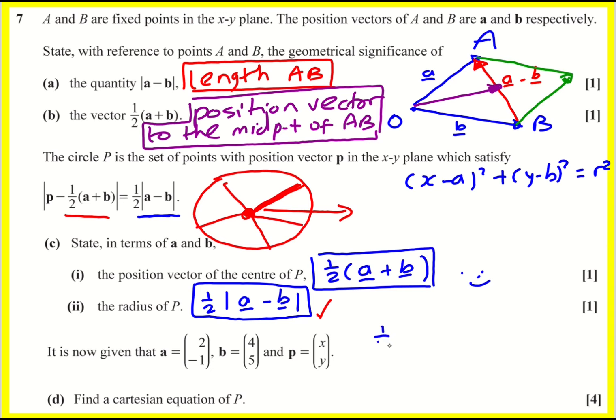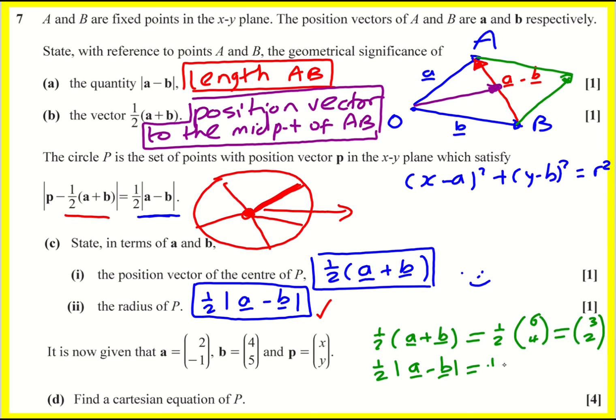So if I do a half of a plus b, let me do it in a different color, sorry, then it's going to be a half of 2 plus 4, that's 6, and minus 1 plus 5, that's 4, so it's (3, 2). That is the position vector of our center. And then the half of the modulus of a minus b is going to be a half of 2 minus 4, that's minus 2, and minus 1 minus 5, that's minus 6.